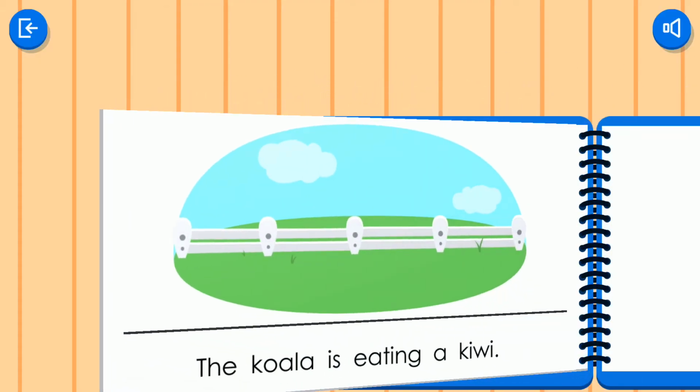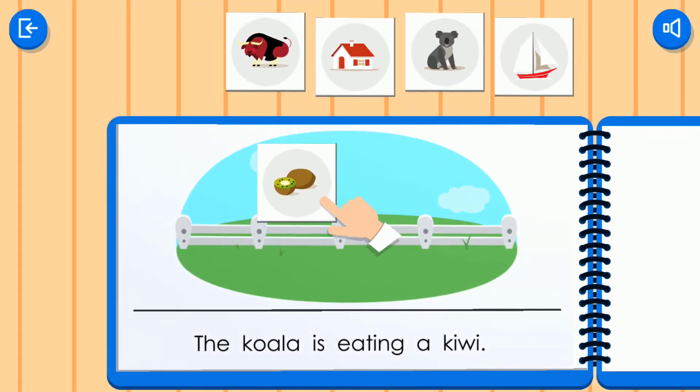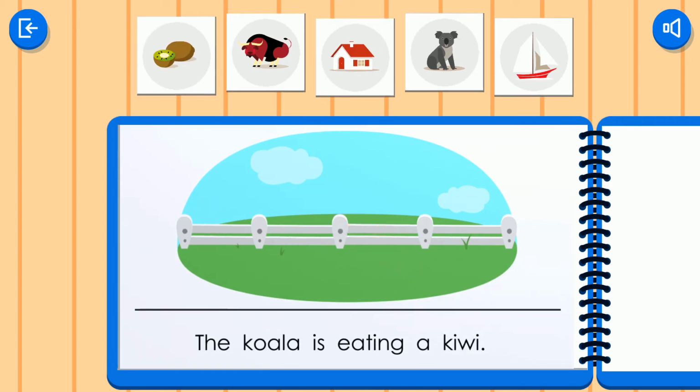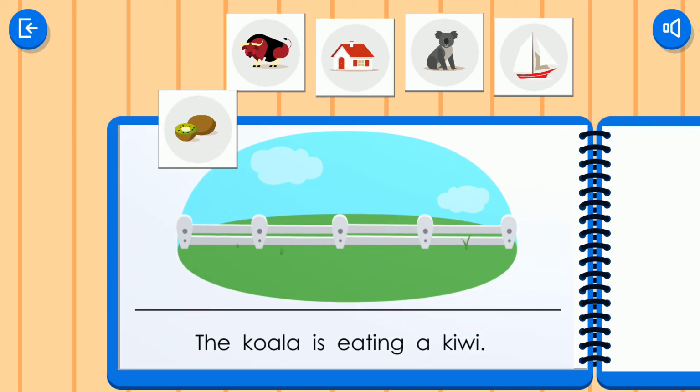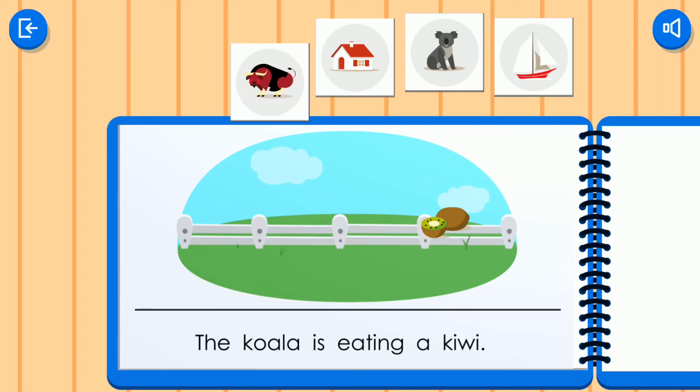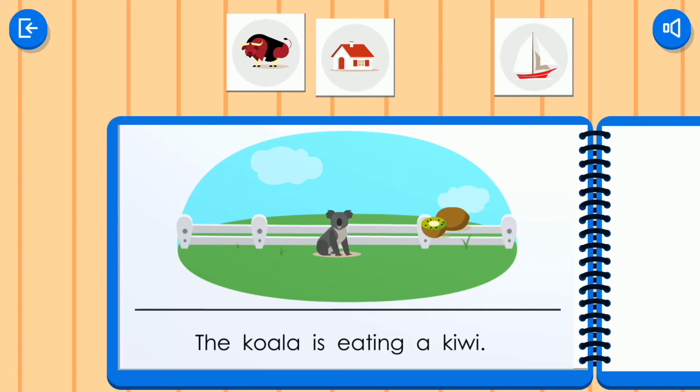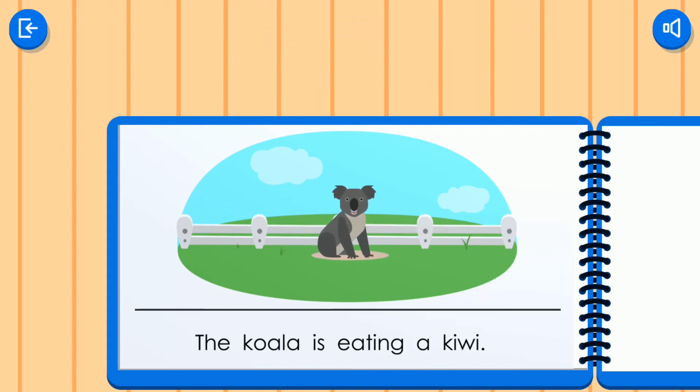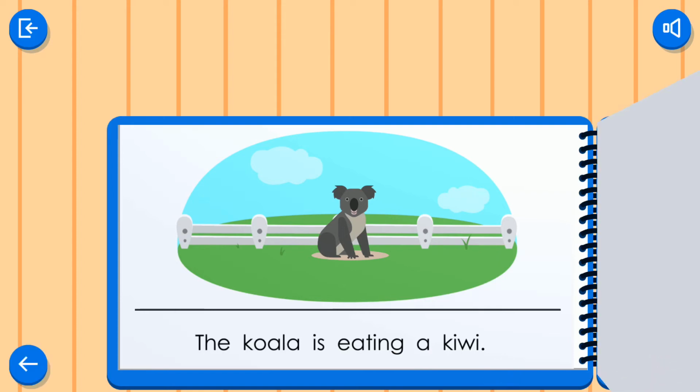Drag the pictures that illustrate the sentence into the space below. Kiwi. Buffalo. Koala. The koala is eating a kiwi.